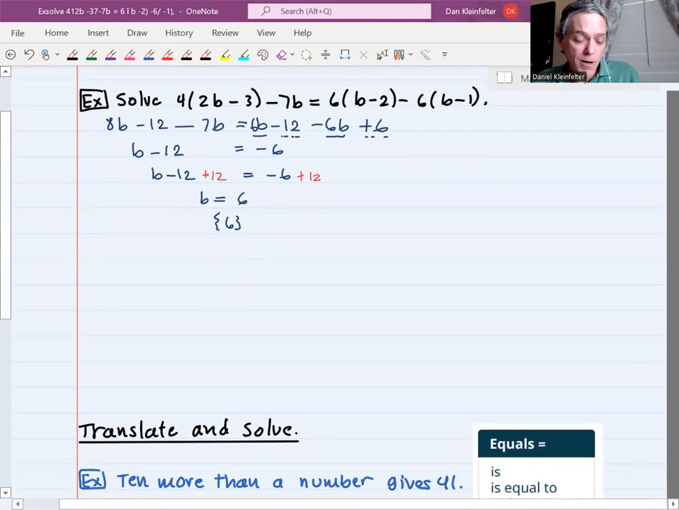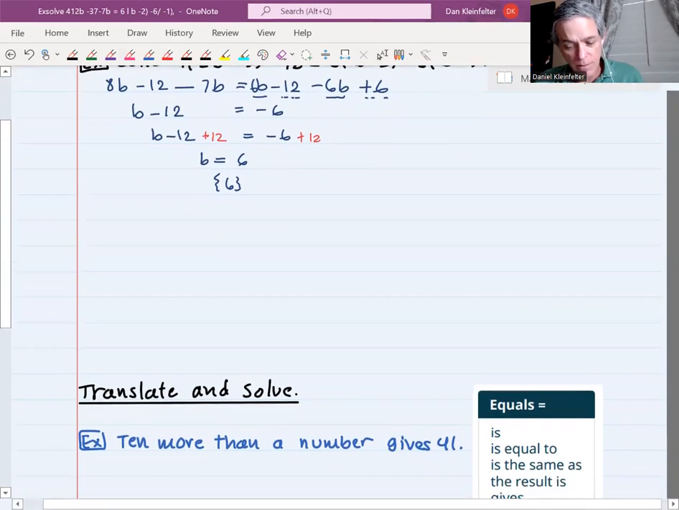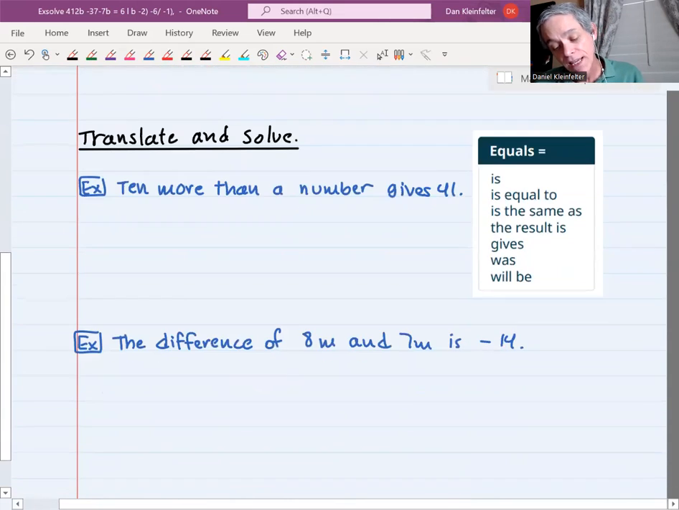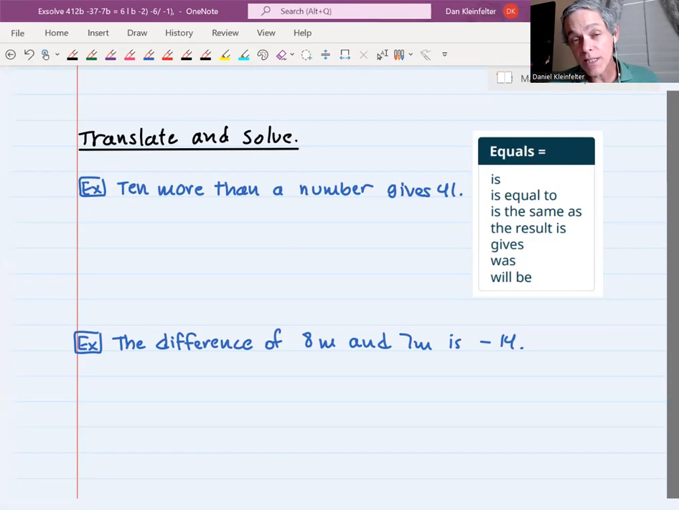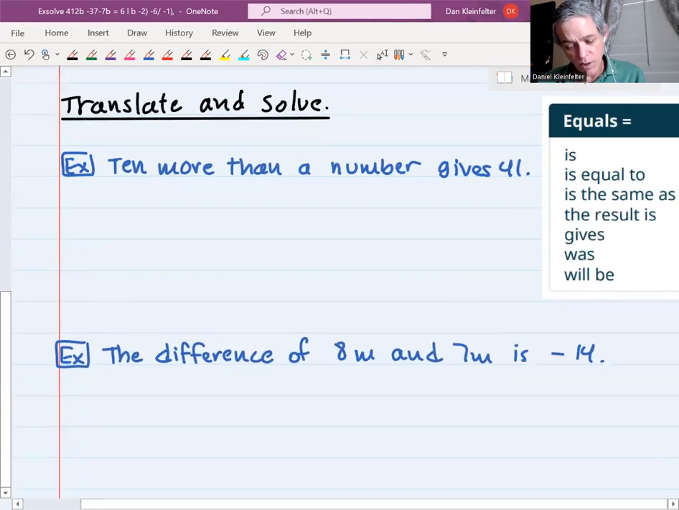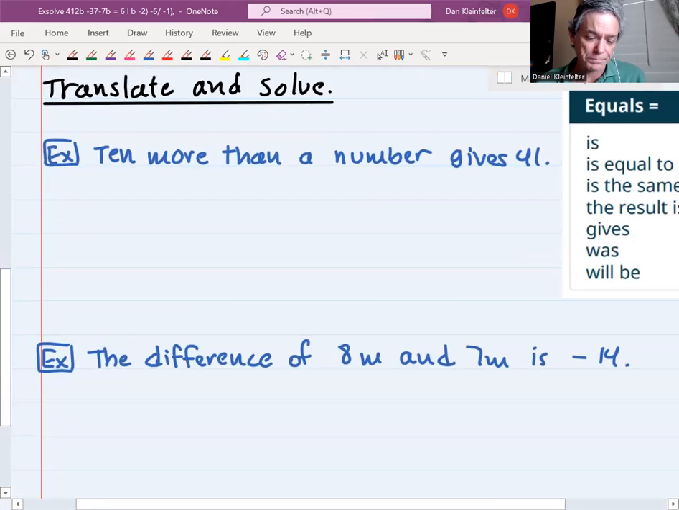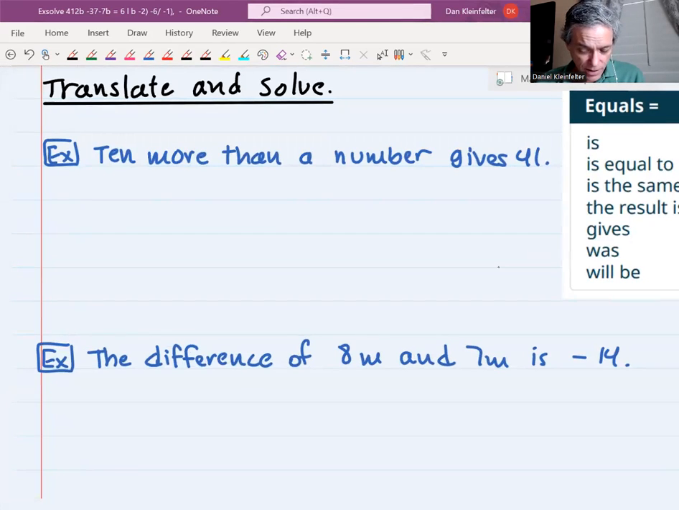All right, so the next part has to do with translating from English into math. And so with equals, remember that an equality is a statement that two things are equal. That is, one thing is another thing. And so the words that can signal that an equation is what you're looking at are forms of the verb to be. So phrases shown at the table to the right here, like is equal to, is the same as, results in, gives, was, will be, yields, things like that. Okay, so let's try. We're going to translate from English into math and then solve. Okay, so 10 more than a number gives 41.